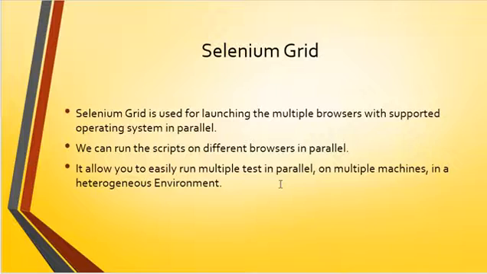Okay. While fetching the output, Selenium Grid is used for launching multiple browsers with supported operating systems in parallel. That means multiple browsers can be launched. That means your Mozilla, Chrome and Internet Explorer can be launched with the supporting operating system in parallel. Okay, we can run the script on different browsers in parallel. That means I don't have to run my single script in Mozilla first, then Chrome next, and then Internet Explorer next. What I can do is run the same script in different browsers at a time.